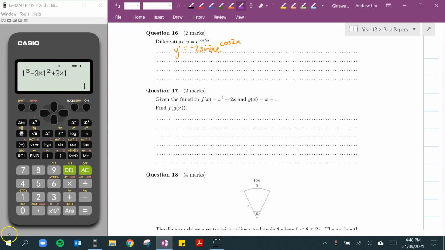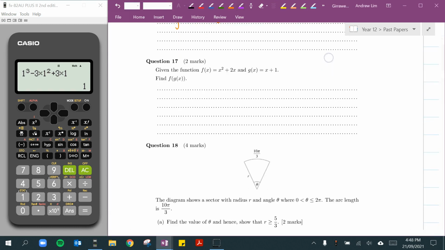Question 17. Given the function f of x is equal to x squared plus 2x and g of x is equal to x plus 1, find f of g of x. So we are going to input g of x into f of x. Wherever there's an x, we're going to replace it with x plus 1. So f of g of x is going to equal x plus 1 squared plus 2 lots of x plus 1.